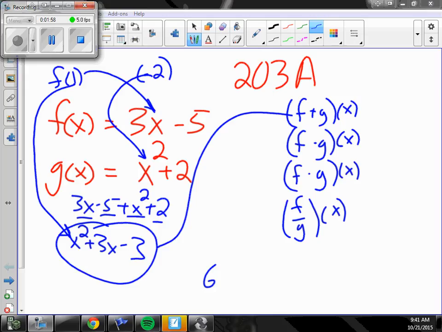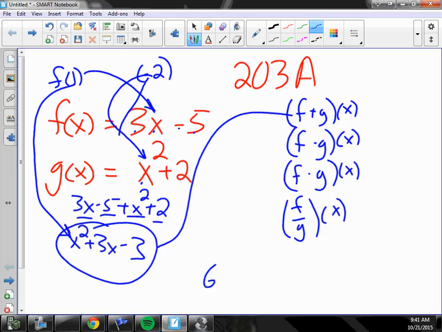Did I mess up somewhere? So 3 times 1 is 3 minus 5 is negative 2. If I plug negative 2 in there, negative 2 squared is 4 plus 2 is 6. Why didn't that work? Oh no, I messed up somewhere. No, it should work. Plug in 1. Oh, never mind.